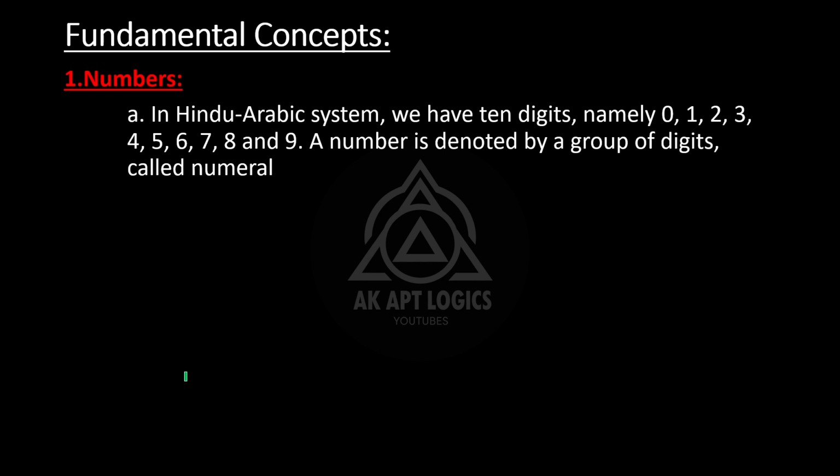In the Hindu Arabic system, we have 10 distinct digits, namely 0, 1, 2, 3, 4, 5 up to 9. A number is denoted by a group of digits called numerals. Digit means the single distinct digit, those are from 0 to 9.